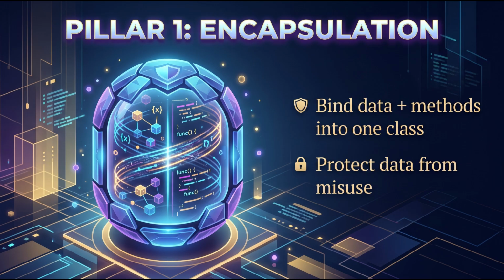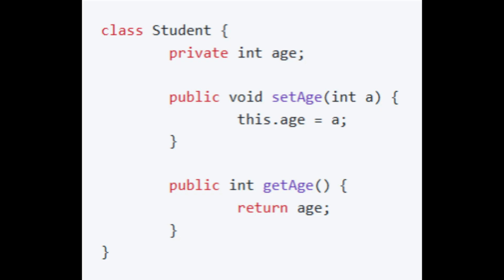First is encapsulation. Encapsulation means binding data and methods into a single unit, which is usually a class. Its main goal is to protect data from direct misuse. A very common example is keeping a variable private and allowing access to it only through public getter and setter methods. Imagine a student class with a private age field. Outside code cannot directly change that age however it wants. Instead, it must use setAge and getAge. This gives control over how data is accessed and modified. So, encapsulation is really about data hiding and safe access.